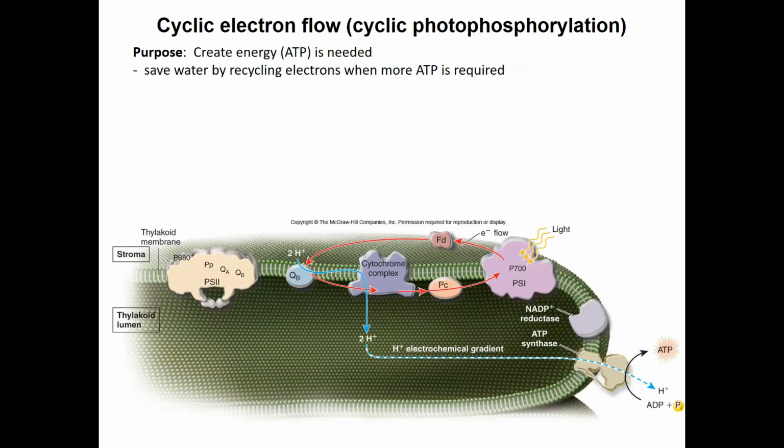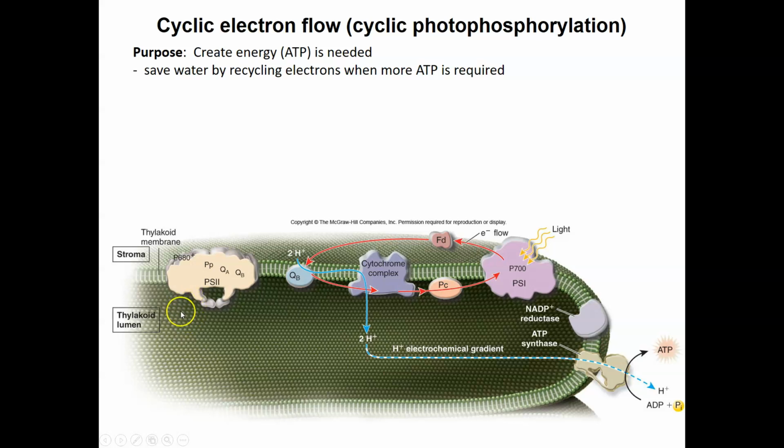Well, they have something called cyclic electron flow as well. So here, what a plant is doing is creating only ATP utilizing this process. Additionally, they save water because they're recycling electrons when more ATP is required.